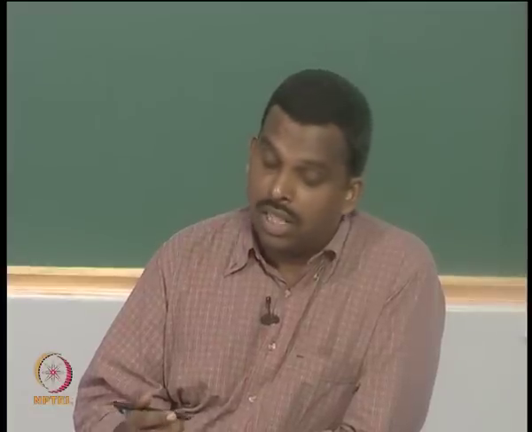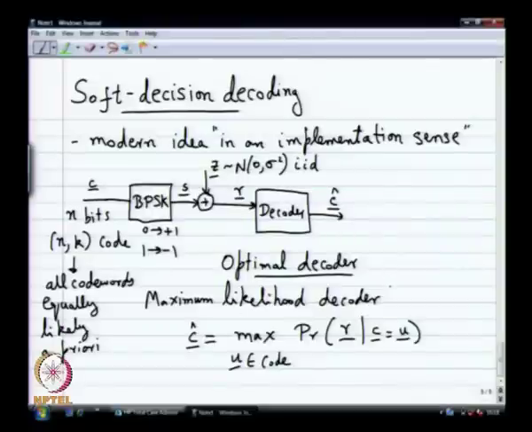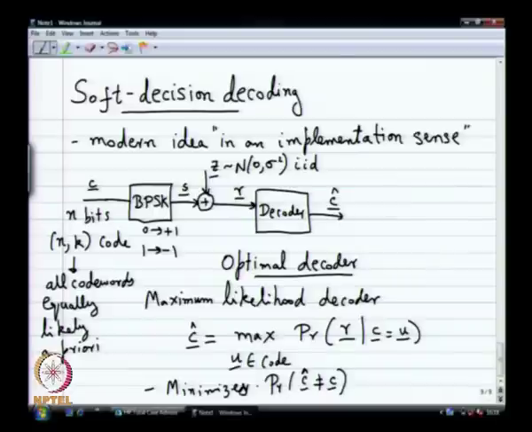There is also another way in which you can define optimality. This is optimal for what? This minimizes what? Probability of what? Which error? It minimizes the probability that C hat is not equal to C, the entire code word. So, this is optimal according to what is called block error rate, or frame error rate.